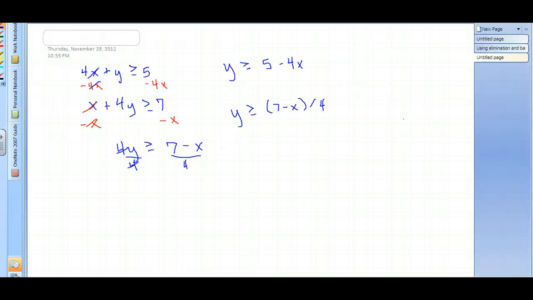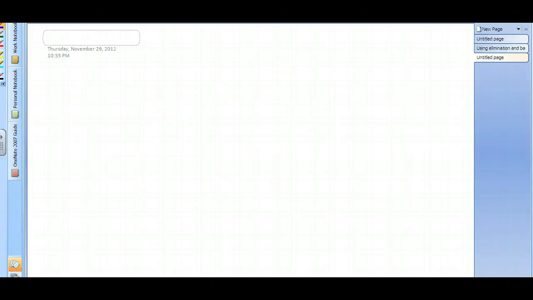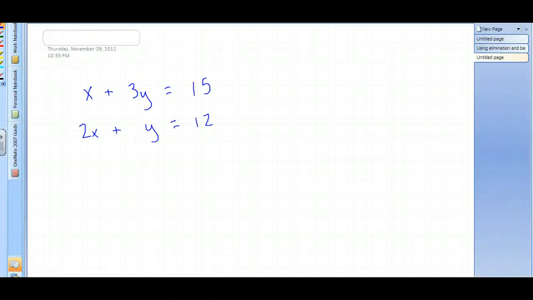Oops, that was from the last problem. If we got them isolated for y, then we could just solve it. But I mean, we can. Just treat it like it's equal signs, and you're solving a system. So if these top two equations were a system of equations, not inequalities, the intersection of these two things is that point we're looking for. So just solve this how you did before.